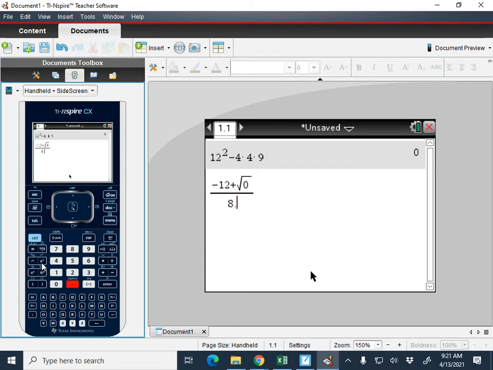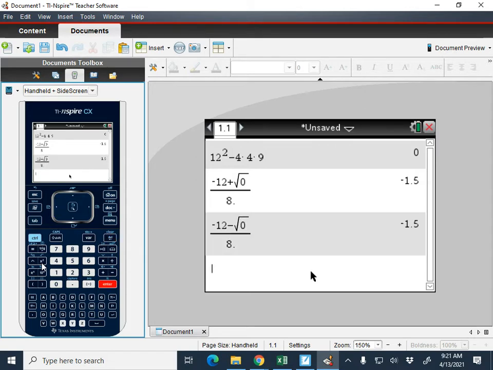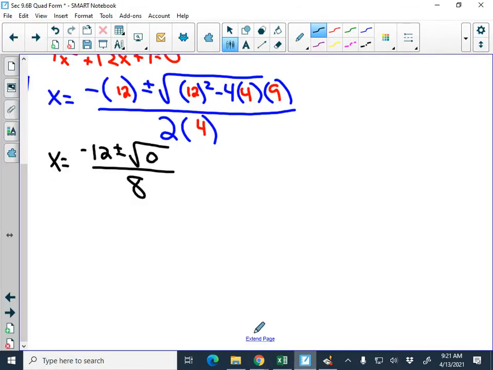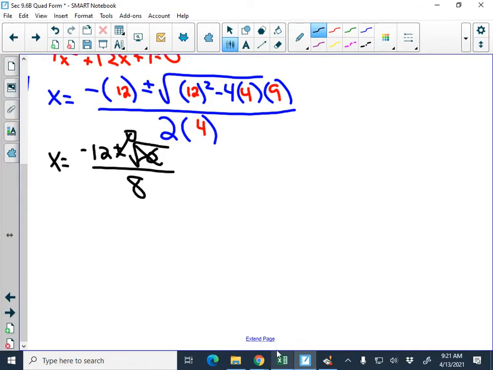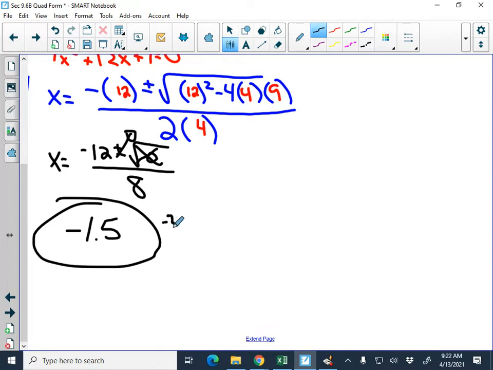I'm going to put a dot on here so it makes it a decimal. It tells me it's negative 1.5. And then we would change this to a subtraction sign, and it's still negative 1.5. So what the deal is, when you get 0, whether you add or subtract 0, it would still just be negative 12 divided by 8. So there's really just one answer when that thing becomes 0, and the answer is negative 1.5. Now, if you put it as negative 3 over 2, a reduced fraction, that's okay. That's the same thing.